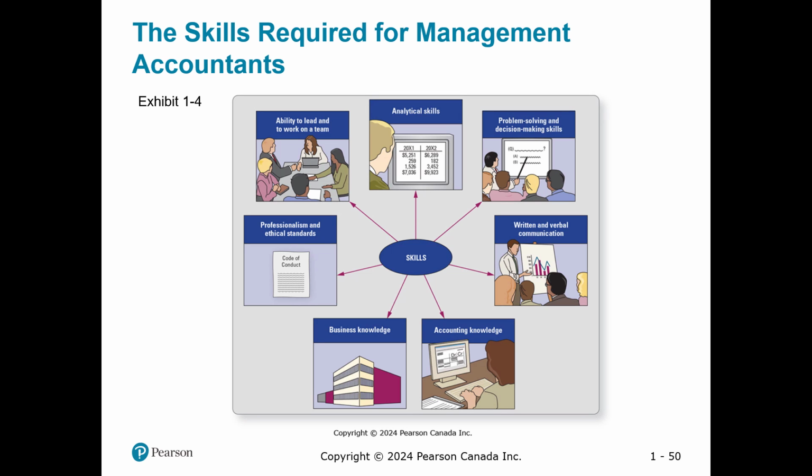Managerial accountants have to have quite a few skills. They've got to lead a team. They have to be able to analyze the information that's coming in. They have to be able to make decisions and solve problems. They have to be able to communicate with individuals who aren't accountants in a way that allows those individuals to understand what we're talking about. We have to have accounting knowledge so that we report everything appropriately, but we also have to have business knowledge because otherwise we can't advise our managers. And finally, we have to have professionalism and ethical standards.